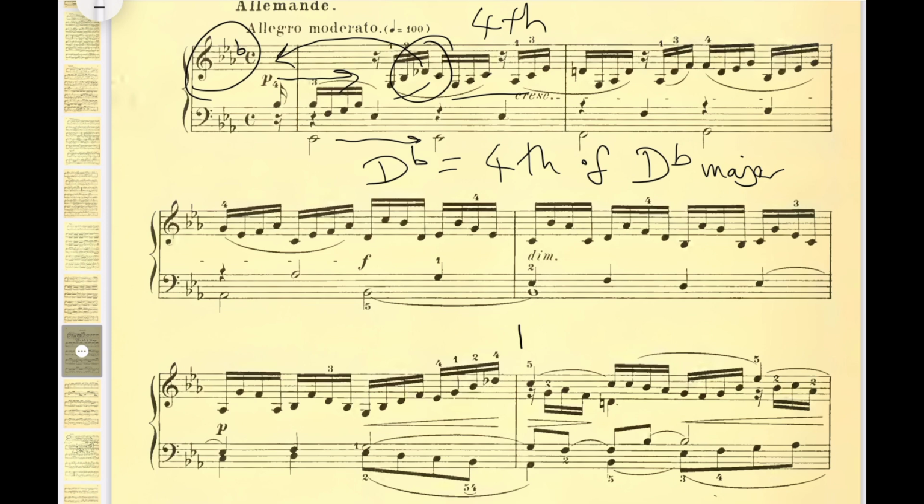But Bach gives it some tonic treatment, just as a harmonic embellishment in his movement through the key.